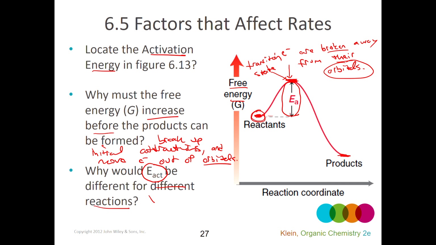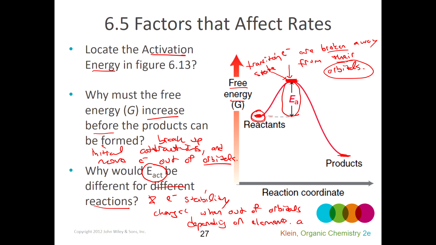And that's because some reactions require multiple bonds to break. When the bonds are breaking, depending on the elements involved, they may be more or less stable. So we can say the electrons' stability changes when they're knocked out of their orbitals, depending on the elements involved, as well as the number of bonds breaking and forming.